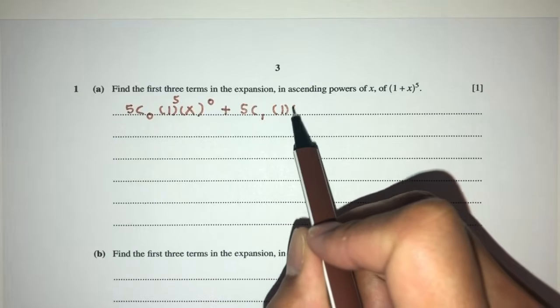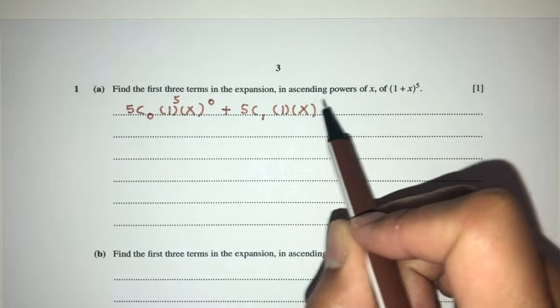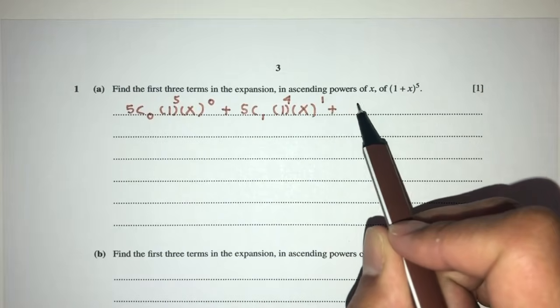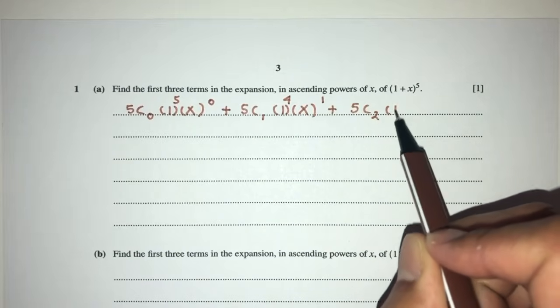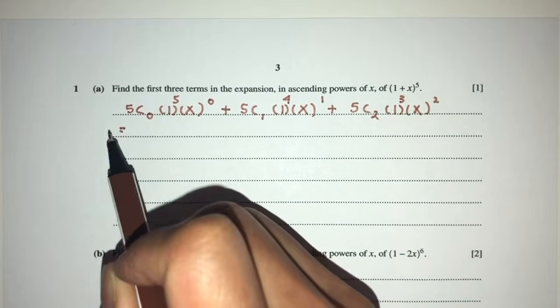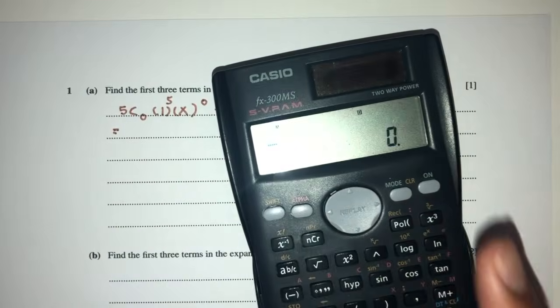And here it is 1, and here we have x. If that is 1, that will be 1. This is 5 minus 1, this is 4. And finally, the third term of this expansion, that will be 5 choose 2. Now let's simplify and find the value of each term.